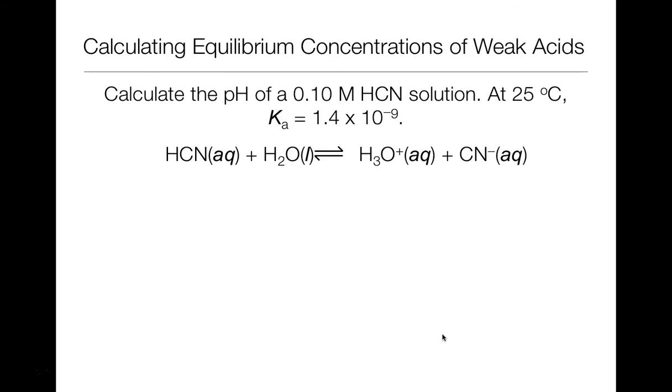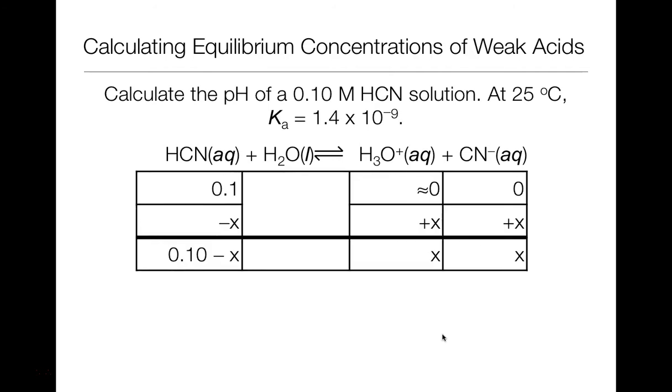If you're given a Ka, you can always assume that it's an acid, or at least write the expression in which hydrogen from that molecule is given to water, which is what you see here. So the H from the HCN gets transferred to the H2O, and that's going to form hydronium and the cyanide anion. Set up our ICE table.